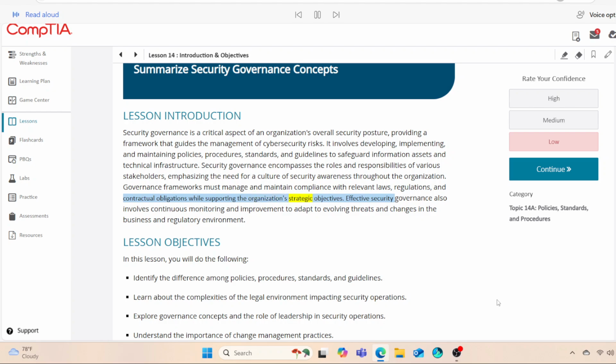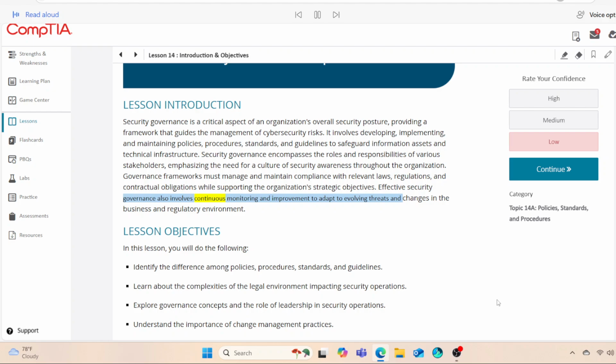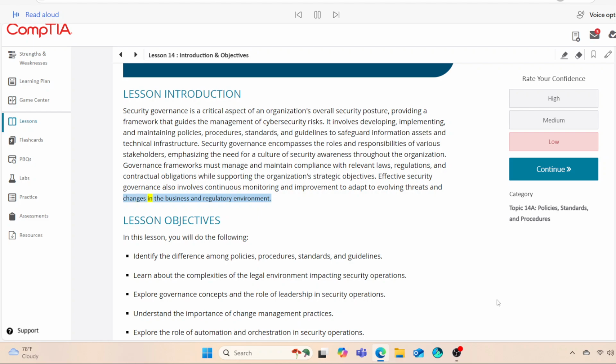the organization's strategic objectives. Effective security governance also involves continuous monitoring and improvement to adapt to evolving threats and changes in the business and regulatory environment.